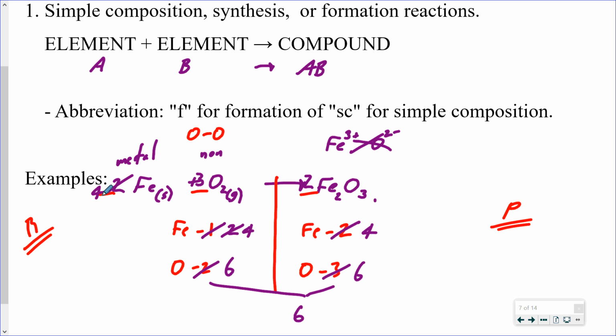Always double check. 4 iron on the left, 2 times 2, 4 iron on the right. 3 times 2, 6 oxygen on the left, 2 times 3, 6 oxygen on the right. This is a balanced reaction, and this is a simple composition synthesis or formation reaction.